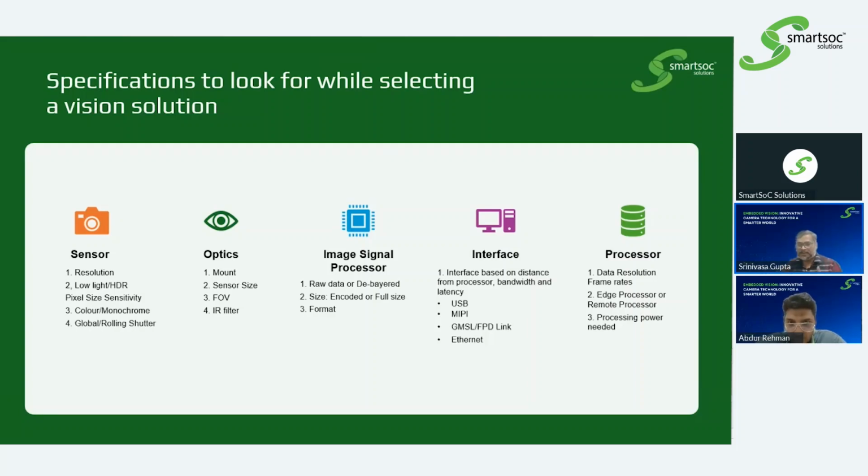So, like a security surveillance, sometimes the cameras will be placed in one place, and the actual decision making will happen in a different place. So there is a distance between the ISP and the processor. The interface is the main one, which will decide the distance. That is one of the parameters. If it is less than FE8, the MIPI interface will work, and if it is less than 5 meters, USB will work.